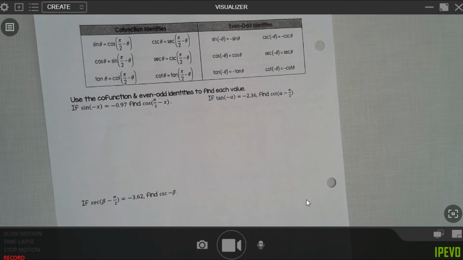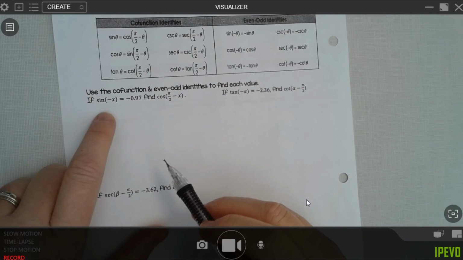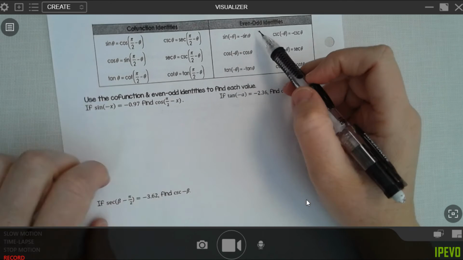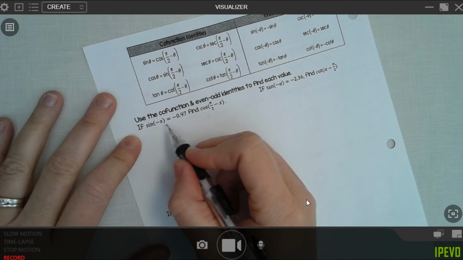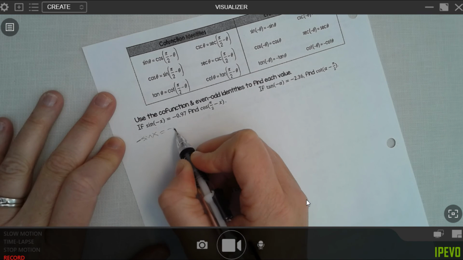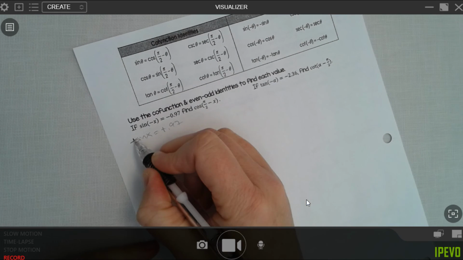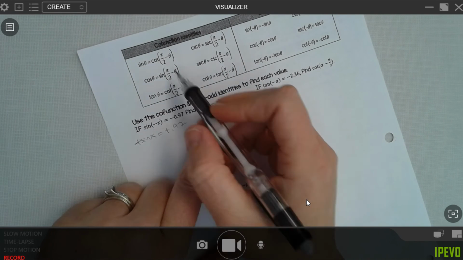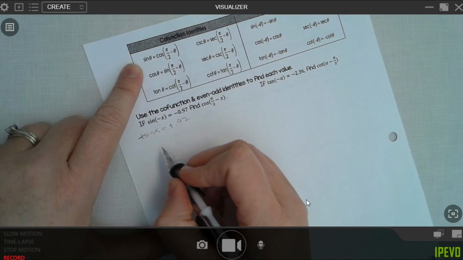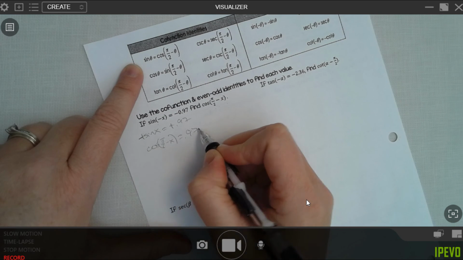So on to the back. So we have these properties up here that we're just going to use. So if I have sine of a negative x, it tells me that it equals negative sine of x. So this right here is equal to negative sine of x. So negative sine of x would equal negative 0.97. So that tells me it's positive. And then if I want to find cosine of pi over 2 minus x, such as this property right here, it's the exact same answer as the sine. So cosine of pi over 2 minus x is equal to 0.97.